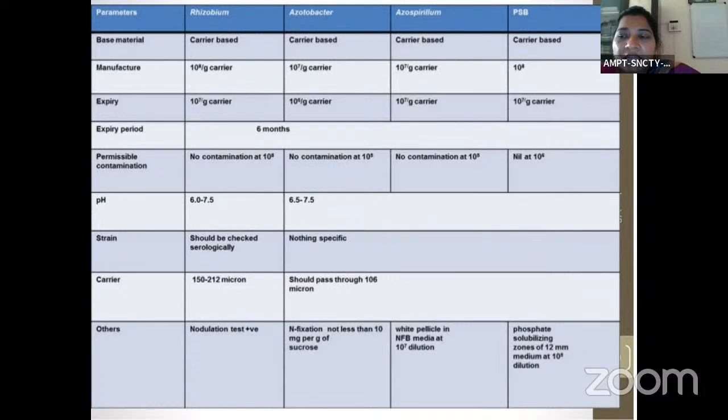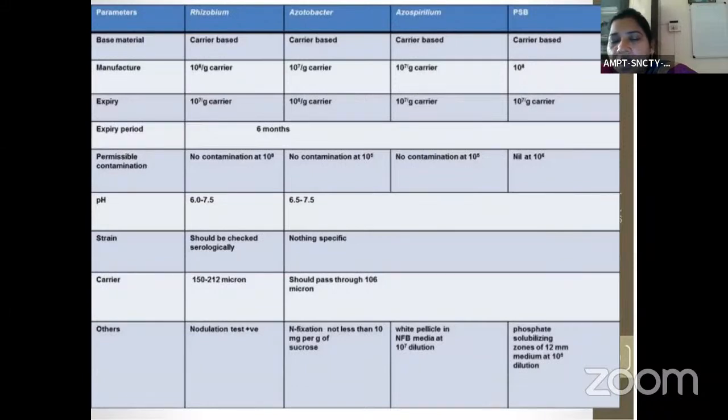For that purpose, we can confirm with the nodulation test. The rhizobium, whichever we are releasing commercially in the market, should have the capacity to fix nitrogen. We can confirm with the nodulation test. It should give a positive test. For azotobacter, nitrogen fixation should be not less than 10 milligram per gram of sucrose, whatever we are using for preparation of broth. For azospirillum, it should provide white pellicles in nitrate-free bromothymol blue media at 10 to the power of 7 dilutions. It should form the pellicle formation.